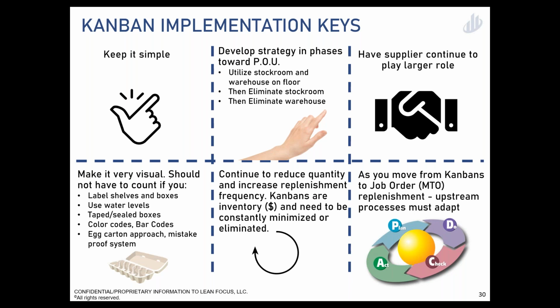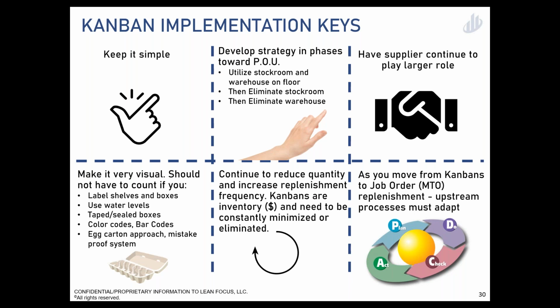Make it really, really visual. You shouldn't have to count if it's very visual. So I can walk up to a work cell, point of use inventory, and know I should have 2 boxes of those, 1 box of that. I should have 1 rack of that. That's stored in a crate. That's stored in a bin. That's in a tote. All that kind of stuff.